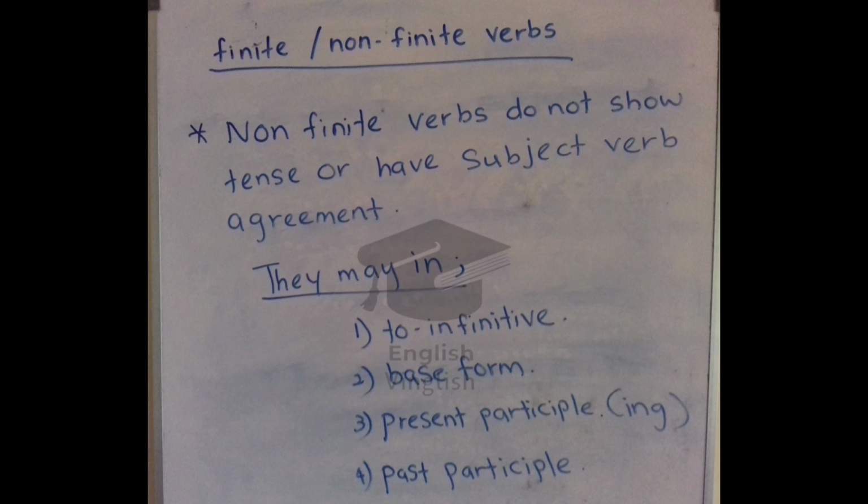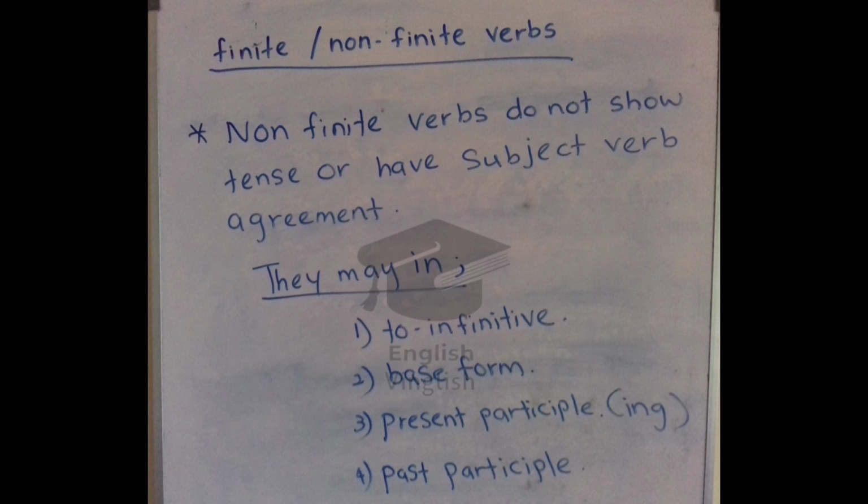Next, non-finite verbs. They do not show tense or have subject verb agreement, right? Sometimes it is with the infinitive to, right? Or it may be with the base formation. If not, it may be in ing formation or maybe in past participle, right? So they do not show any tense or follow the subject verb agreement. So mostly they are with the infinitive to, or with their base formation or ing formation or past participle.